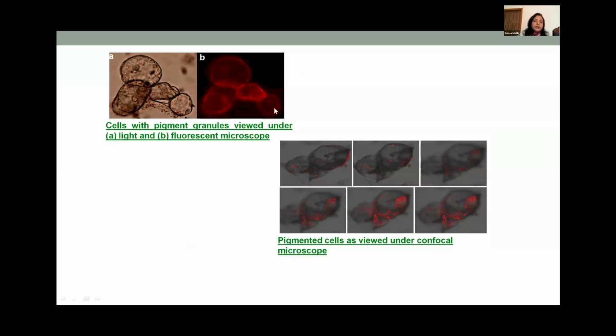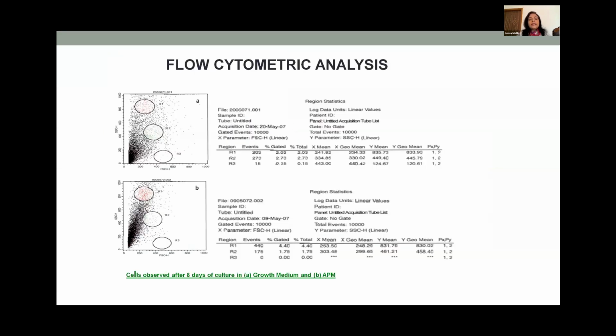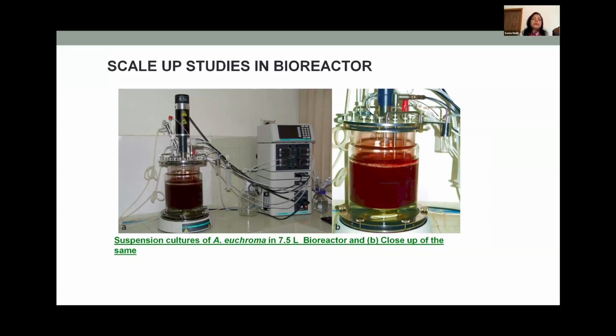And this is the slide showing the pigments as viewed under the fluorescent microscope and in the confocal microscope, where we can see the pigmented cells in different layers. And through flow cytometry analysis, we were able to see the pigmented cells and separate them from the non-pigmented cells, because within the flask, within the cell suspension cultures also, some of the cells are pigment producing and others are devoid of pigments. So through flow cytometry, we were able to isolate these pigment producing cells also.